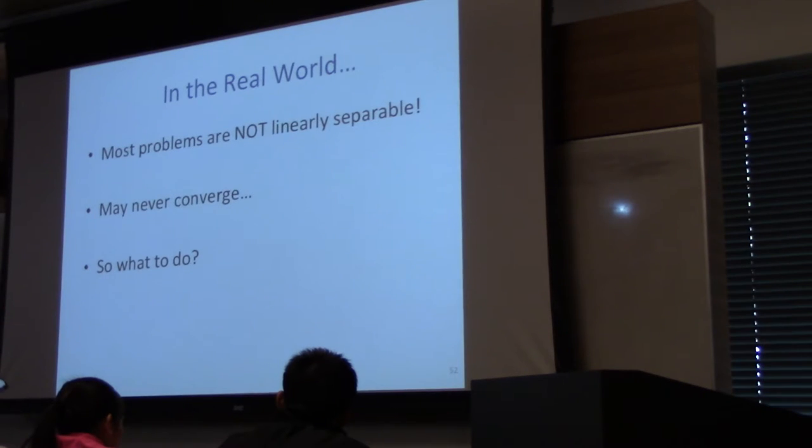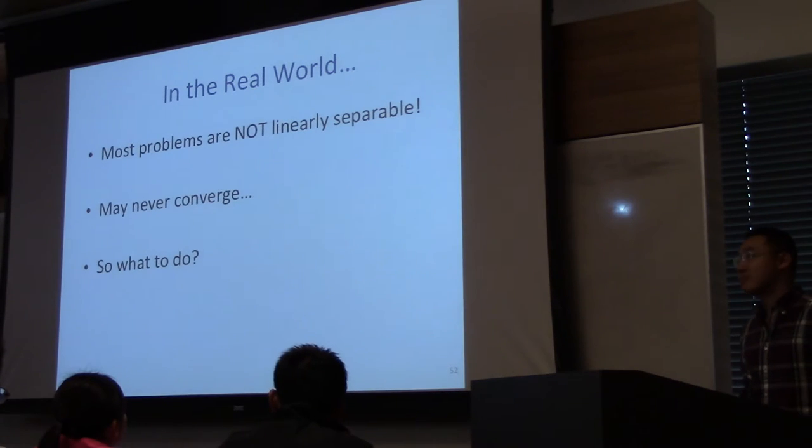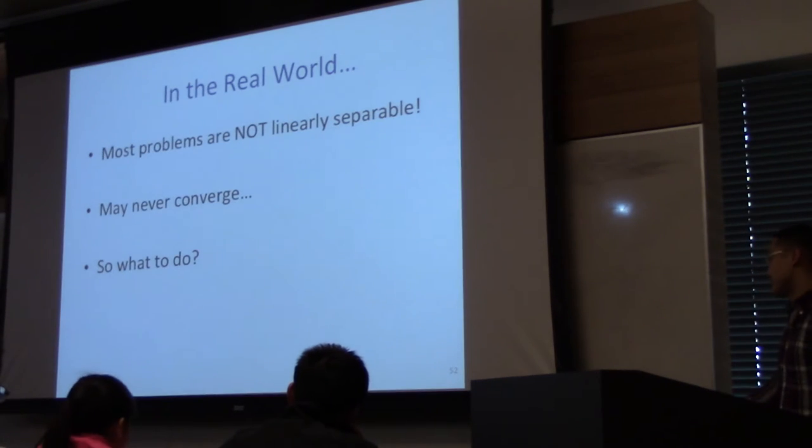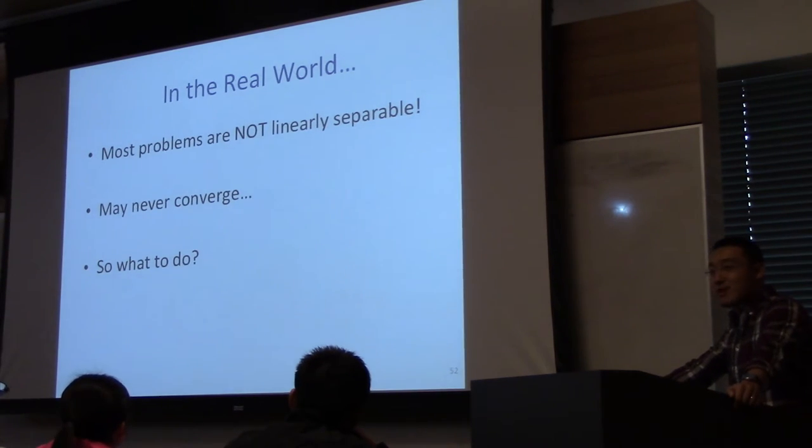Of course, in the real world, most problems are not actually linearly separable, right? It's very hard to find a problem that's actually linearly separable. And so when that is the case, the perceptron may never converge. It may keep oscillating between a bunch of suboptimal solutions. So what do we do? Any guesses?